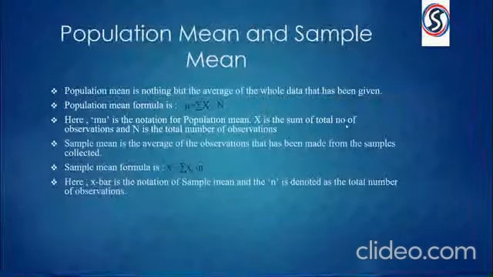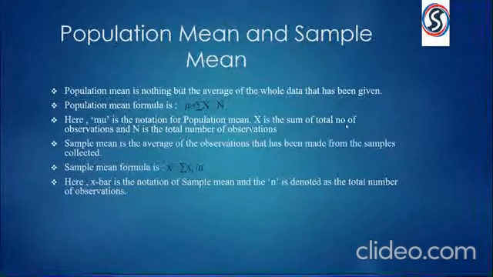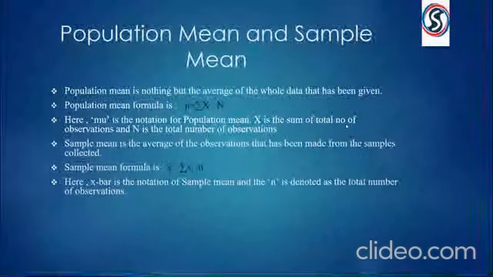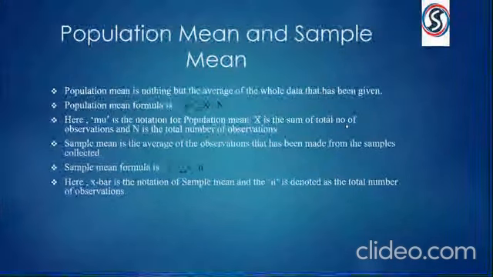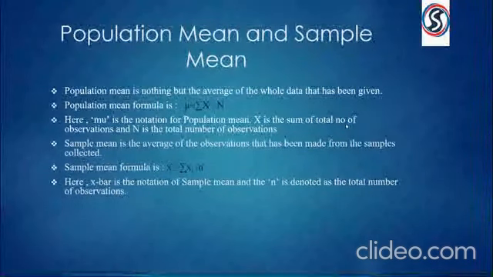So now what do we mean by the population mean and the sample mean? Based on the data we get, the population mean is nothing but the average of the whole data that has been given. It is the midpoint of the whole data. And how are we going to calculate the population mean? We have the formula: mu equals summation of x divided by capital N.